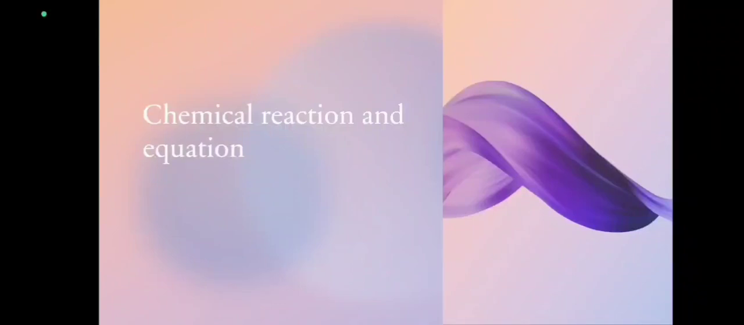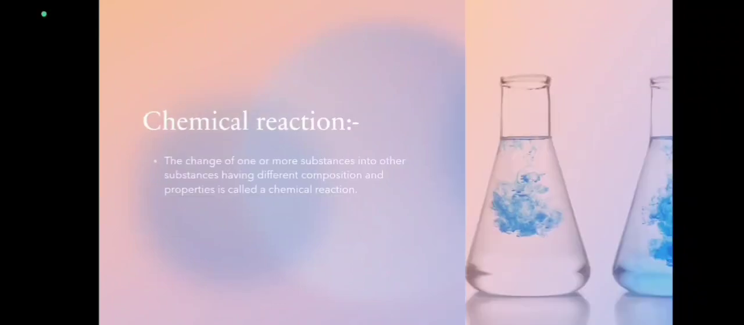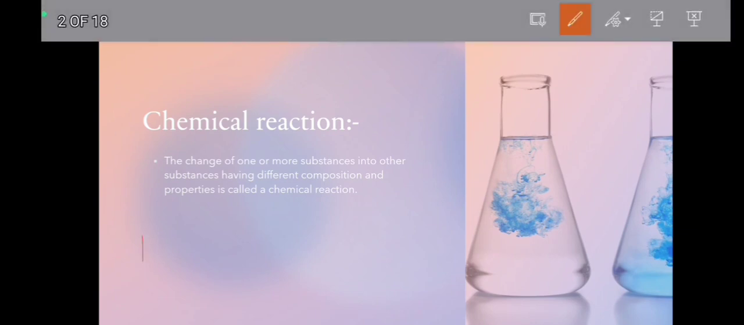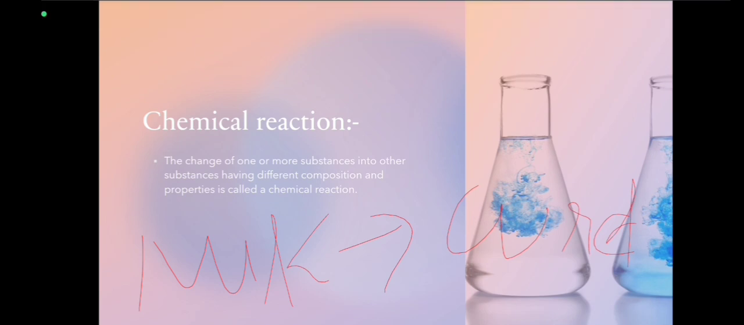Today our topic is chemical reactions and equations. What is a chemical reaction? The change of one or more substances into other substances having different composition and properties is called a chemical reaction. It means new substances and new properties are formed. For example, milk formed to curd is the best example of a chemical reaction.